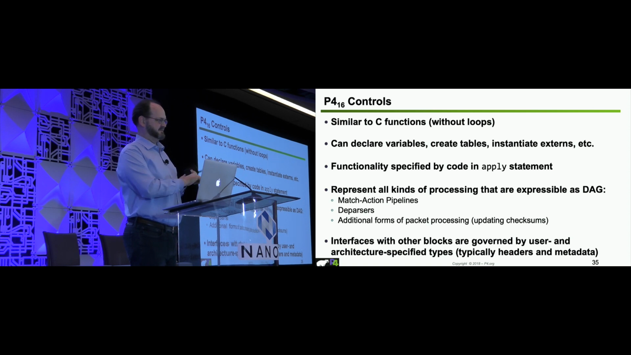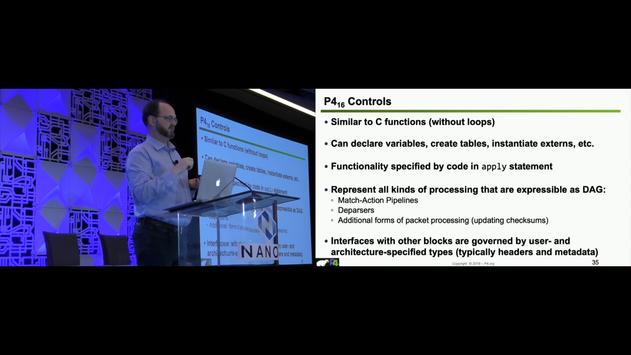All right, so that's the parsers. Let's get to the controls. They look a lot like, and they work a lot like C functions, no loops, again. Inside of each one, you can declare local variables. Any tables you want to create need to be inside of one of these controls. So every table is either for ingress, or for egress, or local to some other control.